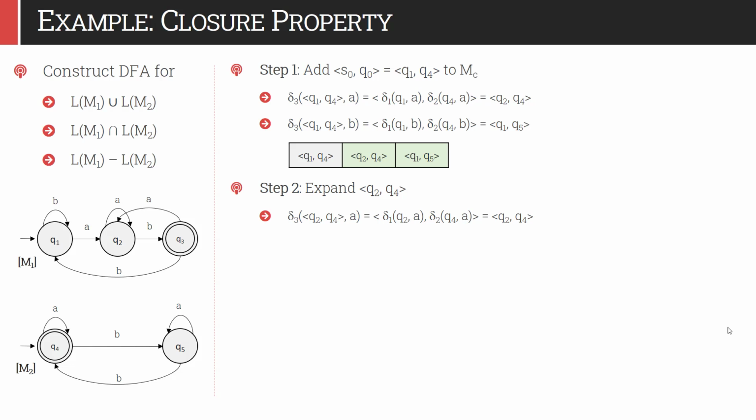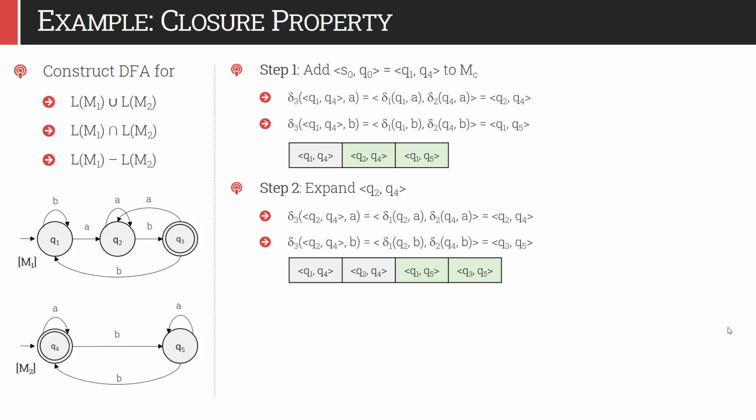So there will be a self loop, right? When we read alphabet A from Q2 Q4, we will remain on the same state. So we have to make a self loop in that case. And when we read B, it is generating a new state which is Q3 Q5. So Q3 Q5 we need to insert into the Q. So now our Q looks like this.